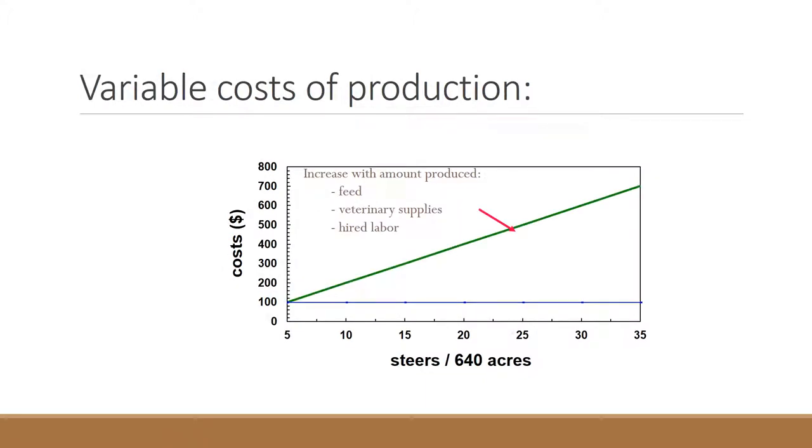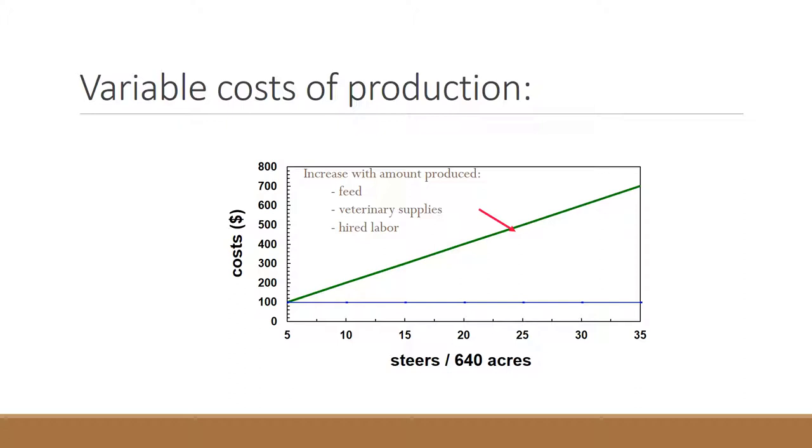Also remember that there are variable costs, that every time you add another animal, you're going to have increased costs, such as increased feed in the winter. Veterinary supplies would be another good example of variable costs. Every time you add an animal, you might need more hired labor. You might need more time, human hours, to manage those animals. So every time you get more steers or more animals out there, you're going to increase the costs on the ranch because there are costs associated with those individual animals.